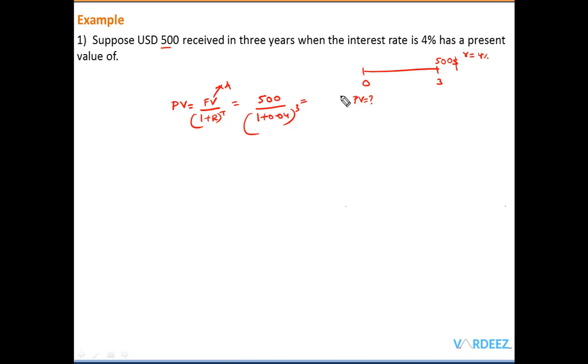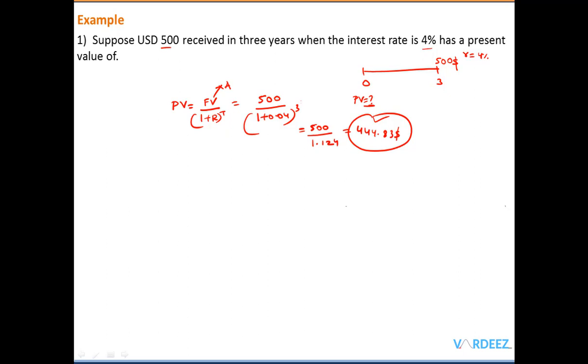And if I solve this now, I'll have 500 over 1.124, and if I solve this, I will have $444.83, and this will be the present value, that is the value today of this $500 given this interest rate. Okay, so this is how we can find the present value.